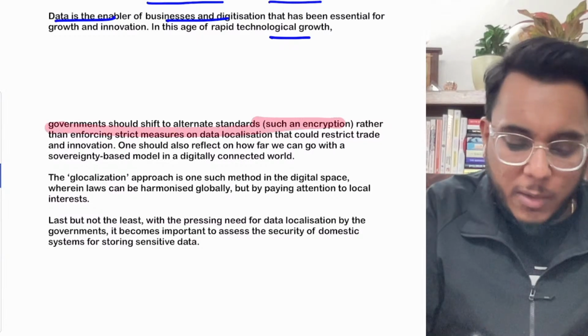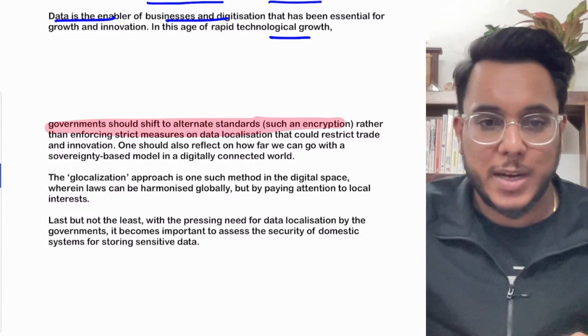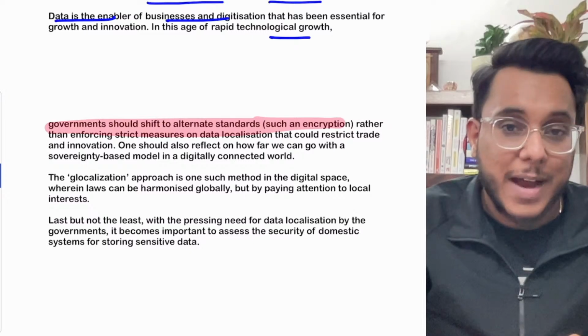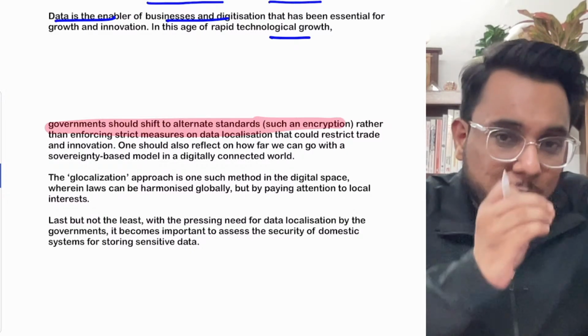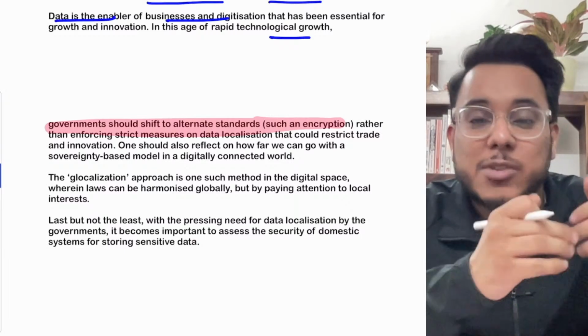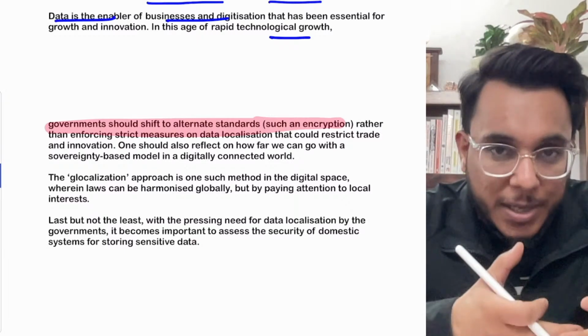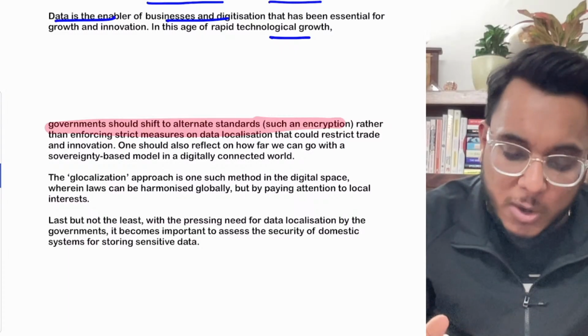Now see this particular thing. Why does the entire argument of data localization come? It comes because of the fact that the data might be misused, data might be abused. So we need to have strong encryption of that particular data so that the data cannot be read, cannot be interpreted. So encryption can be a good solution.